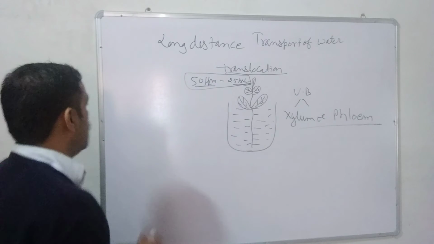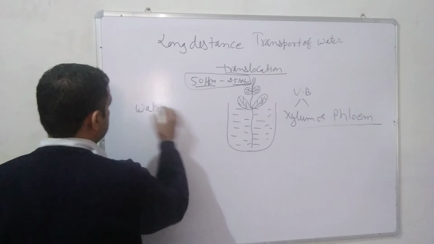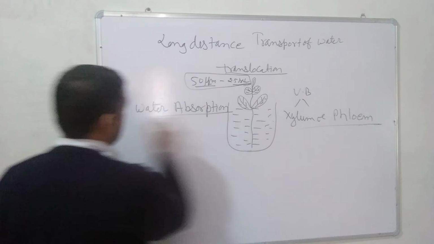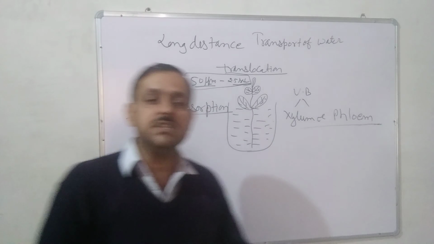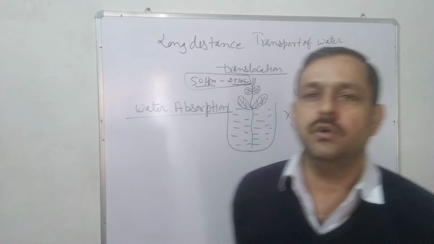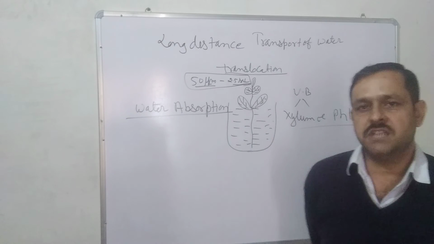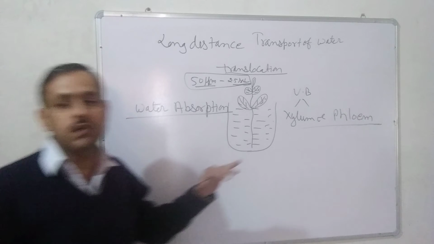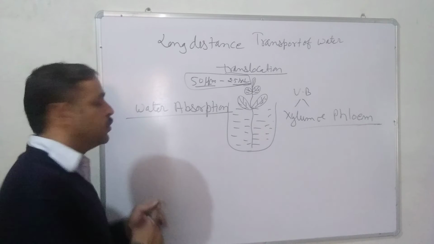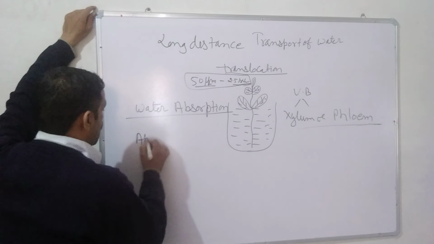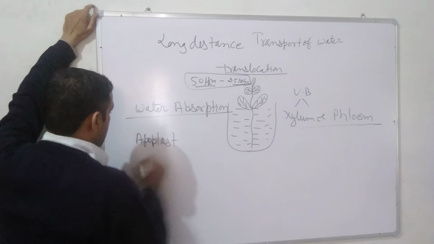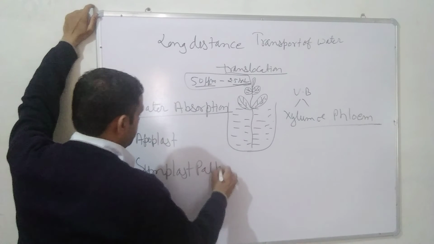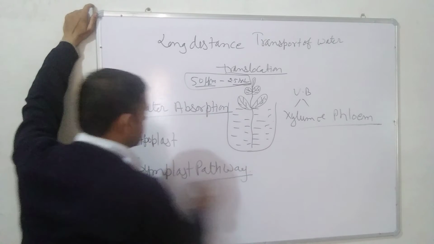So our next topic is water absorption. What is water absorption? The reaching of water from the external environment to the xylem of the root is called water absorption, and it is through two pathways. First is the apoplast pathway and second is the symplast pathway.